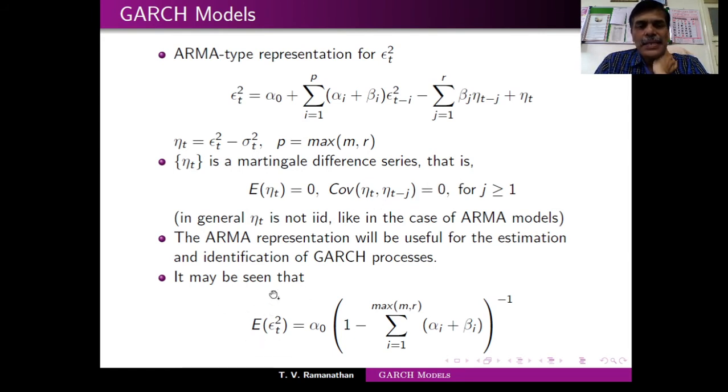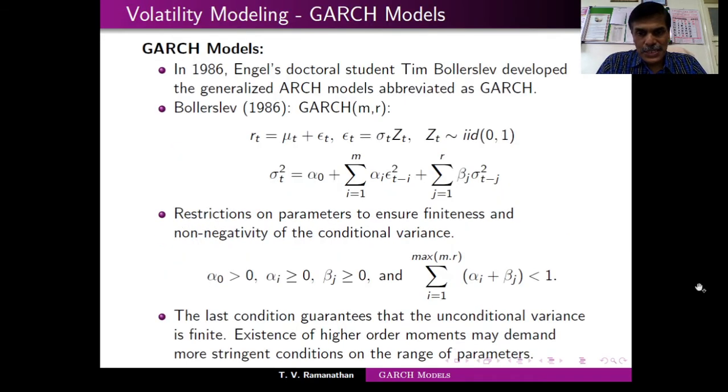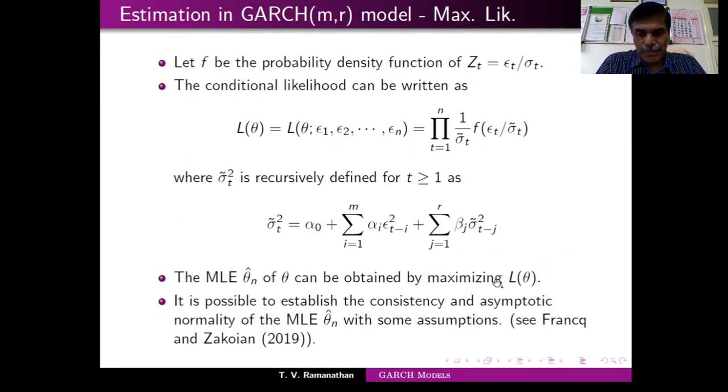So you can see that the expected value of epsilon t square is equal to alpha naught into 1 minus this quantity to the power of minus 1. So now you can realize why I want this to be less than 1, because if it is greater than 1, then this will be negative, which is not acceptable to us. So I want this to be less than 1. That's why this condition is coming over here.